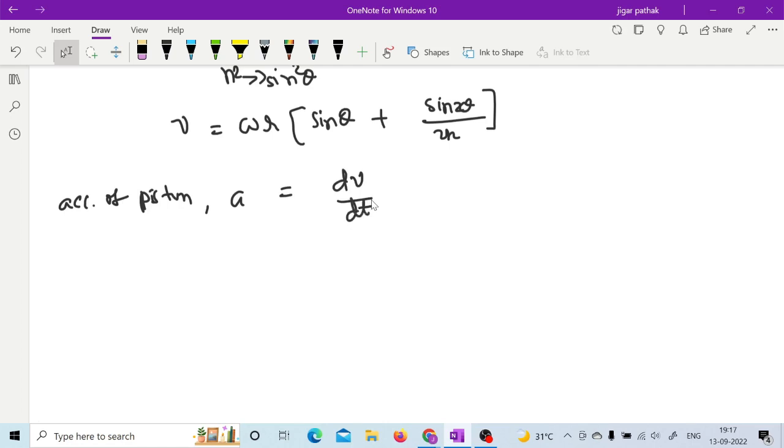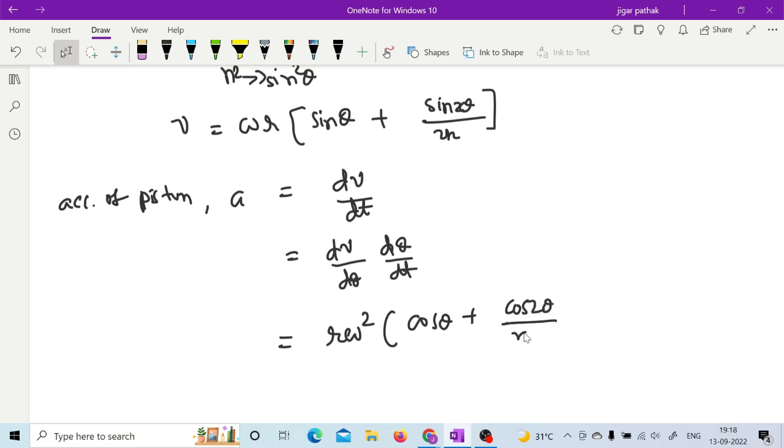Again you can write it with chain rule, like dv by d theta and d theta by dt, right? So again, when you differentiate velocity with respect to theta, d theta by dt will be omega again. So when you do the simplification, you will come up with r omega square cos theta plus cos 2 theta by n, right? So this is how you can have your acceleration.